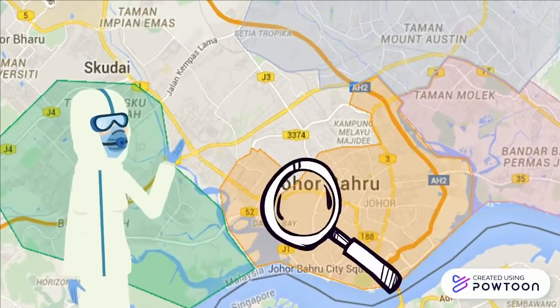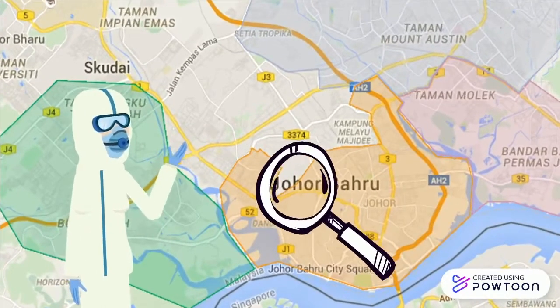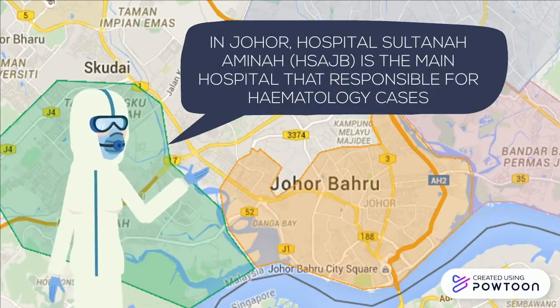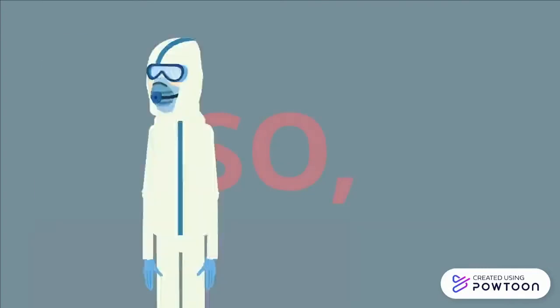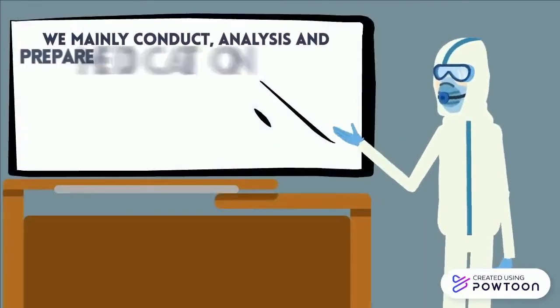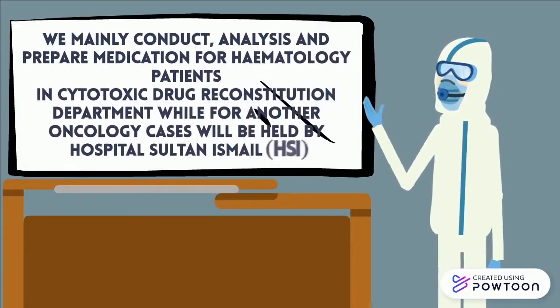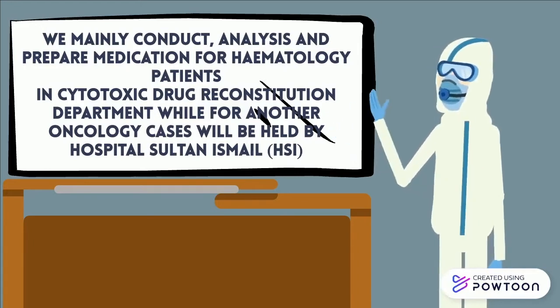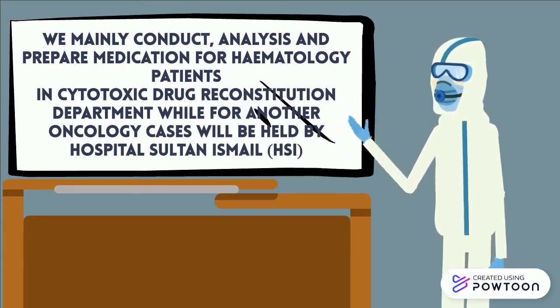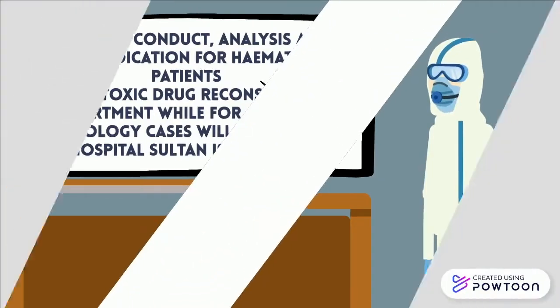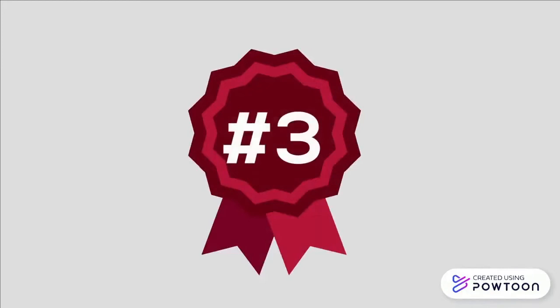In Johor, Hospital Sultanah Aminah (HSAJB) is the main hospital responsible for hematology cases. We mainly conduct analysis and prepare medication for hematology patients in the cytotoxic drug reconstitution department, while other oncology cases will be handled by Hospital Sultan Ismail (HSI).